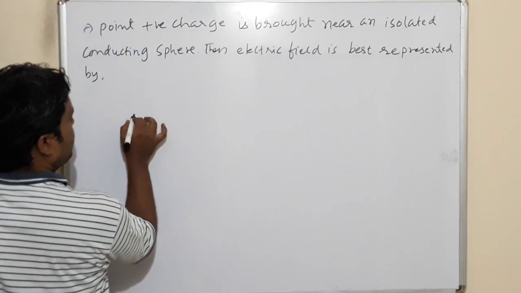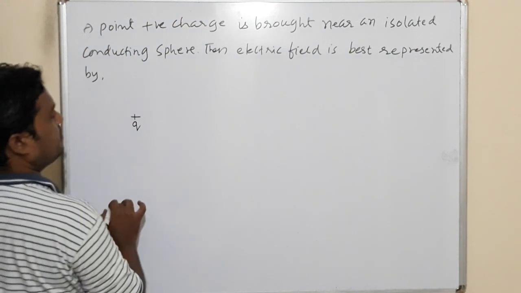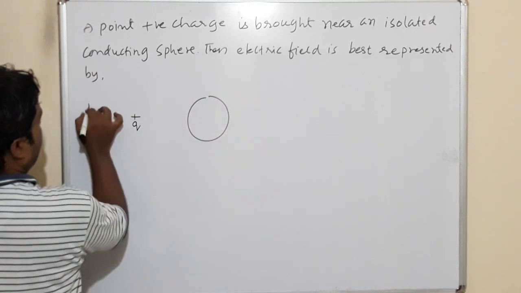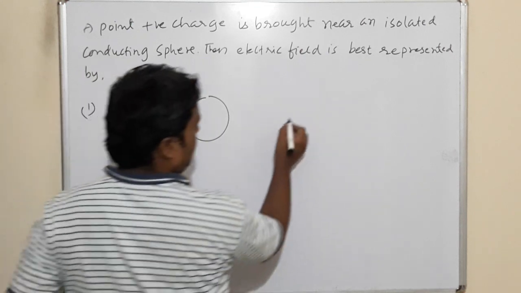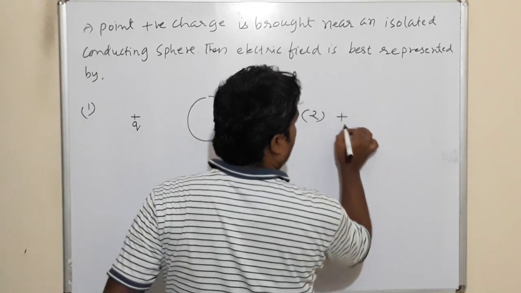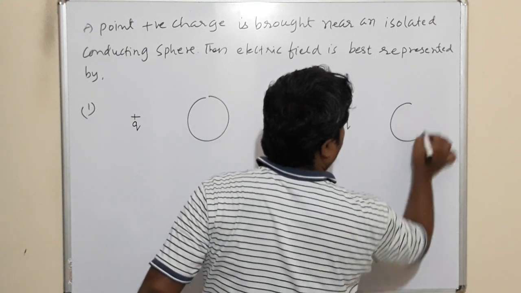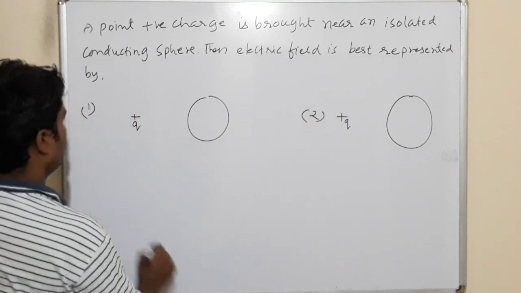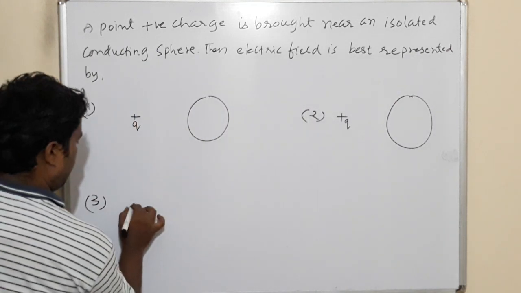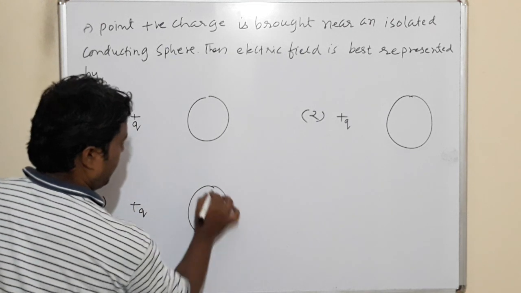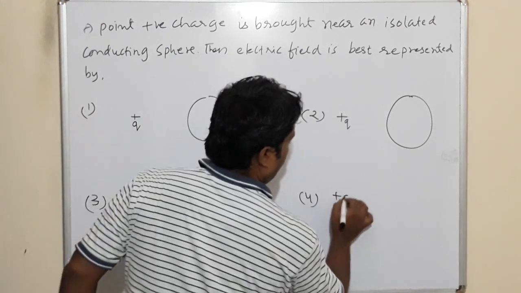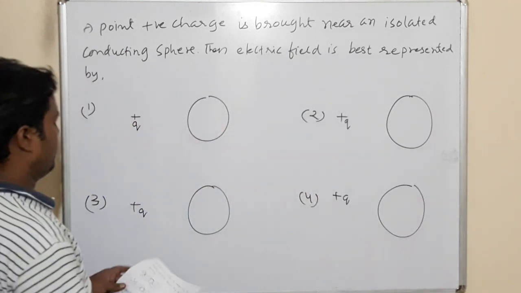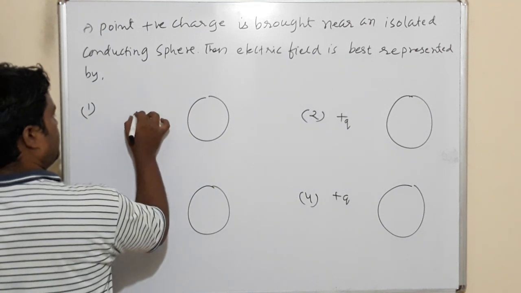See, this is a point positive charge brought near a conducting sphere, an isolated conducting sphere. In all the 4 options it is there. Second one, a point positive charge brought near a conducting sphere. Then option number 3, a point positive charge, again a conducting sphere is there. Here they have given some arrangements of electric field lines.